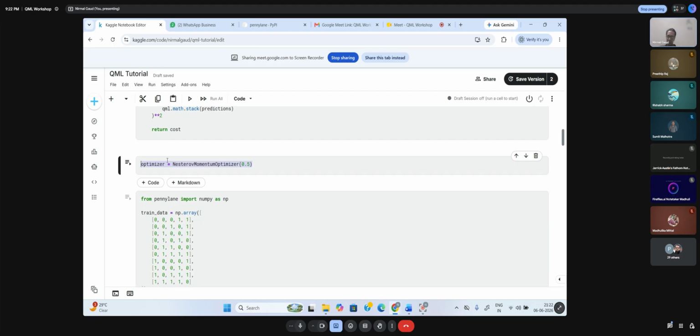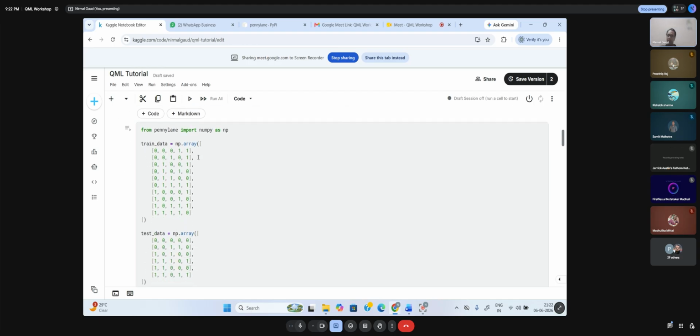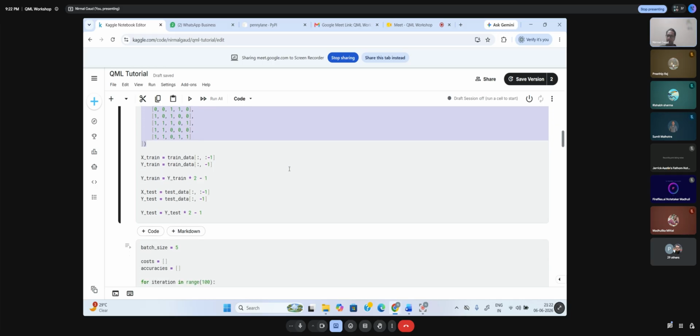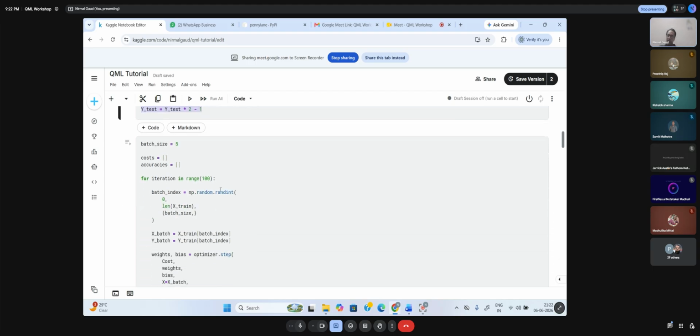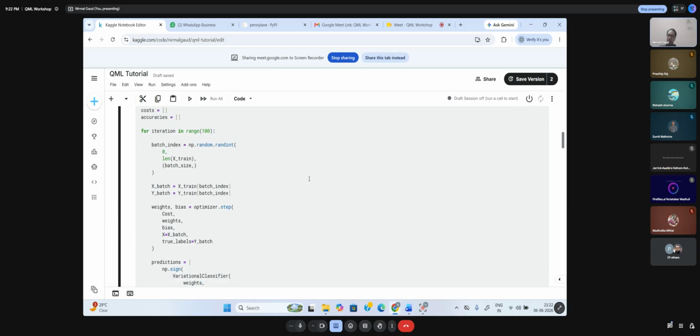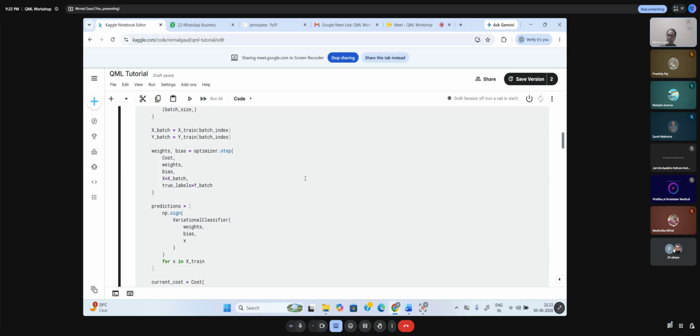So to take Nesterov optimizer, here is your input. This is the training data. This is the testing data. All right. Then after training and testing, you organize your data, and you are going to give this as an input to the variational circuit, the quantum circuit which you have prepared. A batch size of 5 you are taking, and 100 times you need to iterate, train your model. So here I'm taking iteration 100. All right.